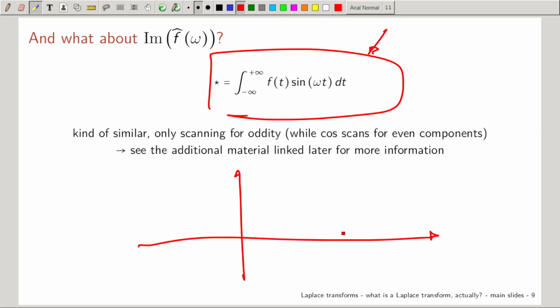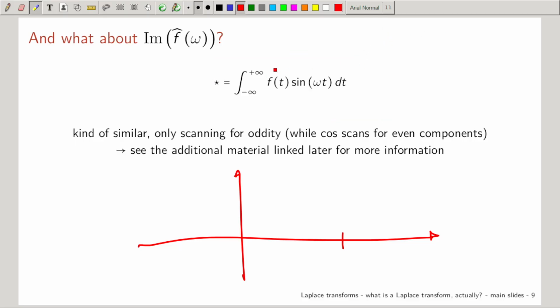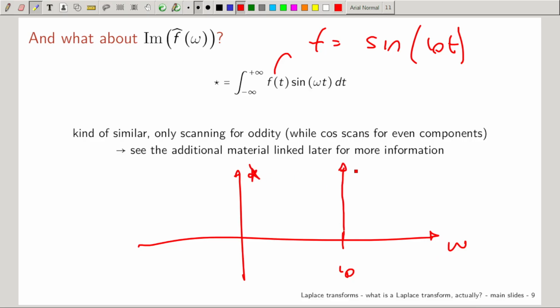If I have f equals sine of 10t, whenever I take omega equals 10, I've got sine squared, and my matching is going to be to plus infinity. True? Together? But whenever I take minus omega, minus 10, sine of minus 10t is minus sine of 10t. True? We get minus infinity.